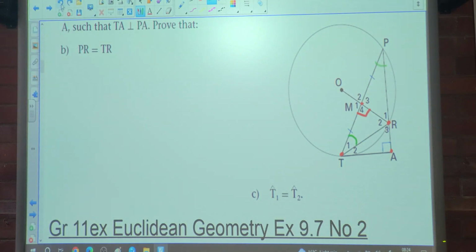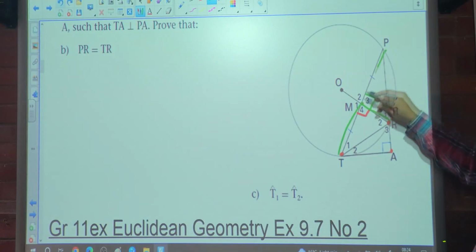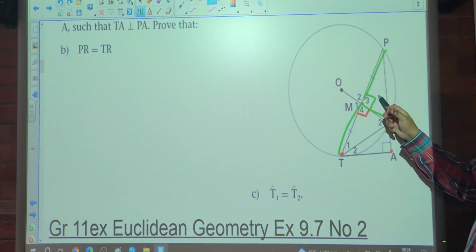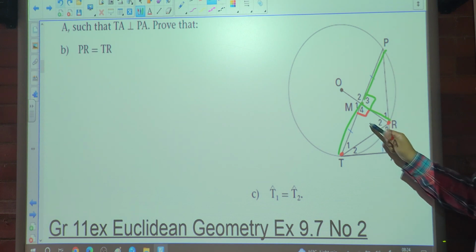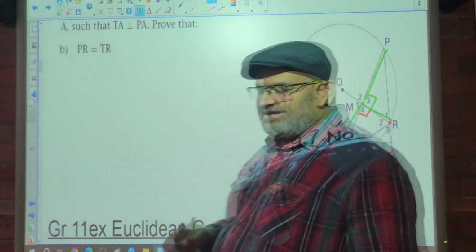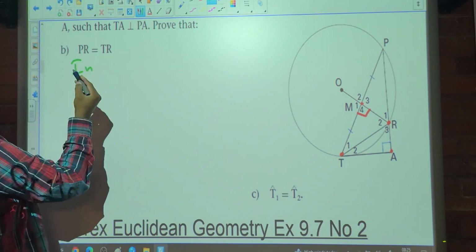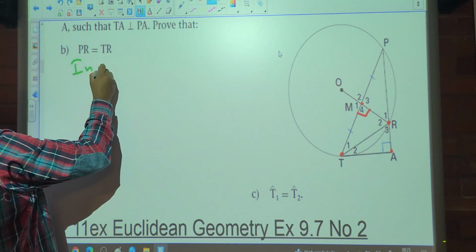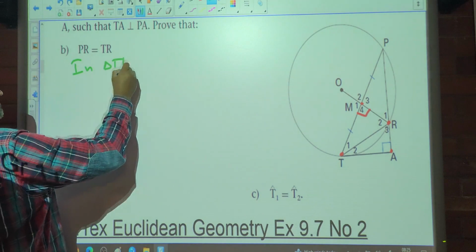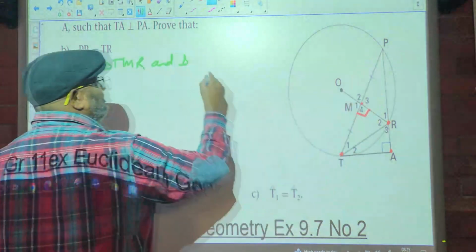However, what I've noticed is that I know that this is going to be 90 and 90. This is a common side, and those lengths are equal. So how am I going to prove that those lengths are equal? I'm going to prove that triangle TMR is congruent to PMR. Then in turn, the corresponding sides will be equal. So where do we start? Whenever we do congruency or similarity, we name the triangles. So you say in triangle TMR and triangle PMR.